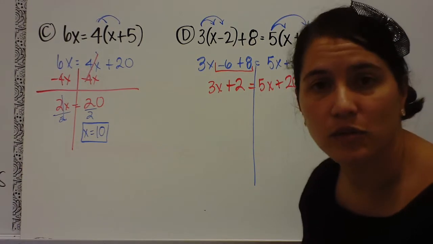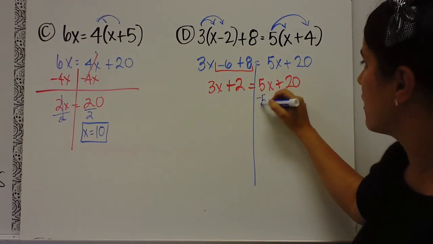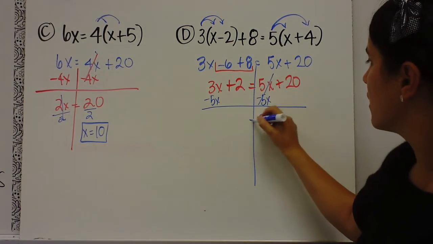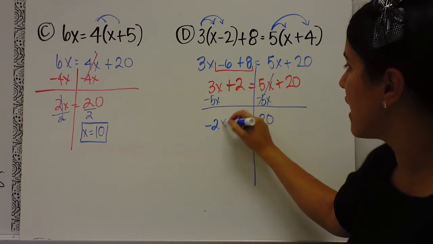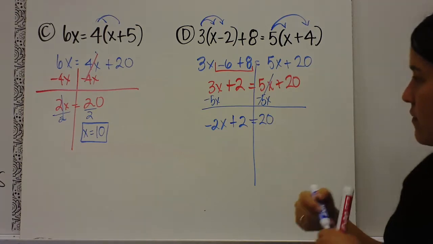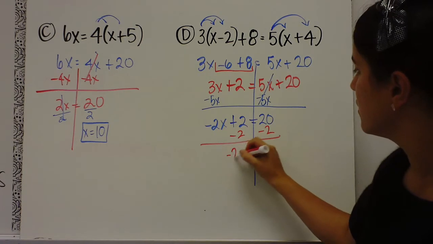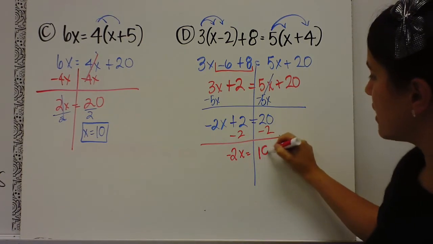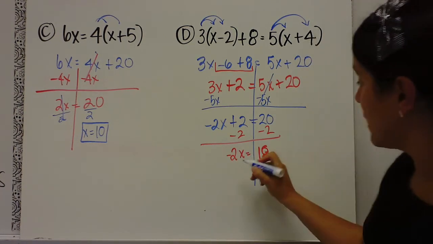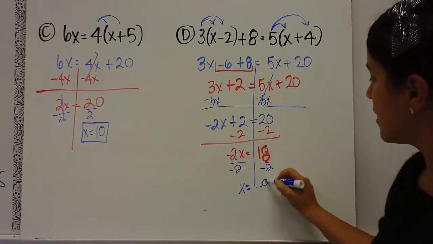Now I need to move my variables together. Again, it doesn't matter which direction. So I'm going to go this way. I'm going to minus 5x on both sides. 3x minus 5x is a negative 2x. 3 minus 5 is a negative 2x plus 2. Then I have to minus 2 on both sides. 20 minus 2 is 18. My very last step is I'm going to undo that multiplication with division. I'm going to divide by negative 2, and x equals negative 9.